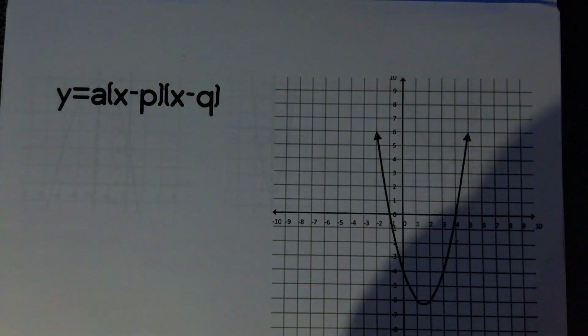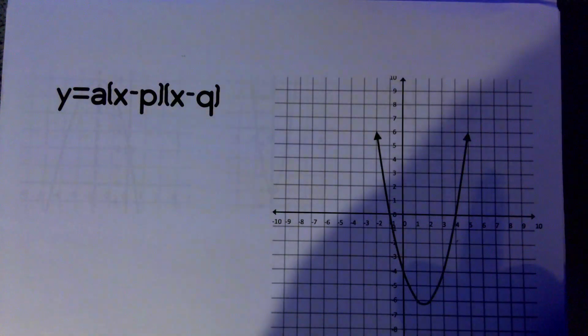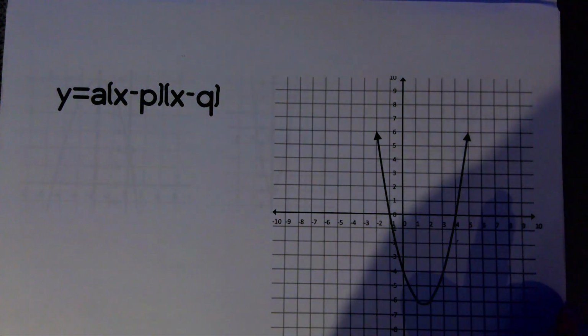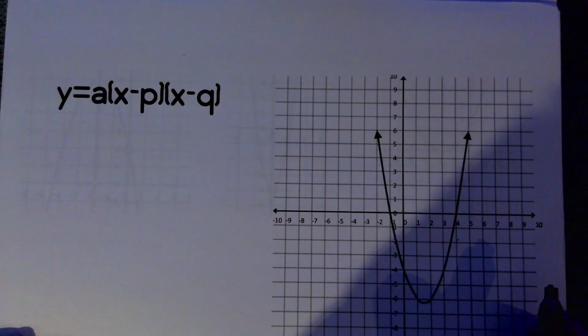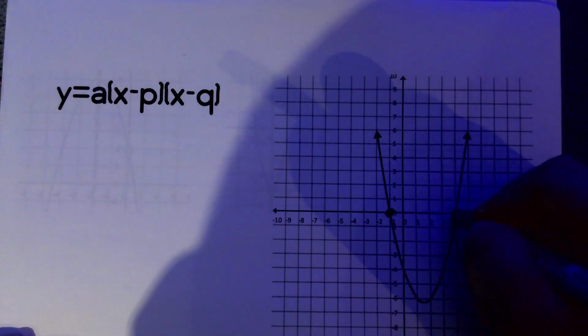All right, now we're going to write a quadratic function in factored form. So here's the formula for factored form. It's a times x minus p times x minus q, where p and q are the zeros. So if you come over to the graph, we're just going to put a little point on the two zeros. We can see that there's two.